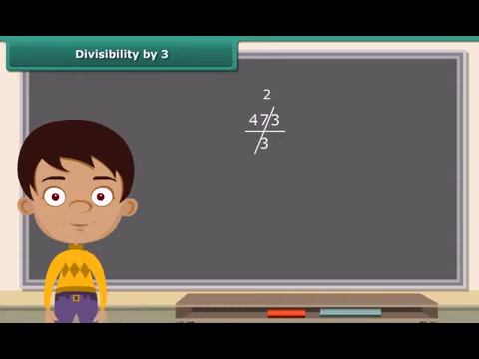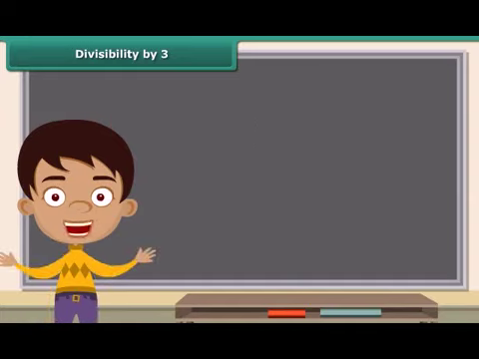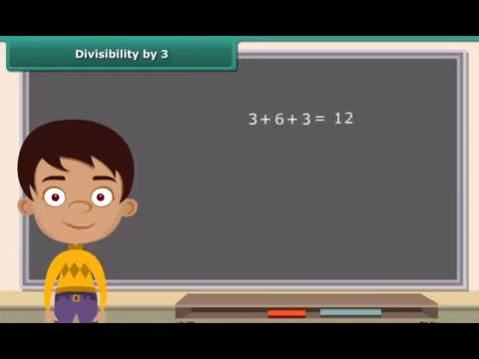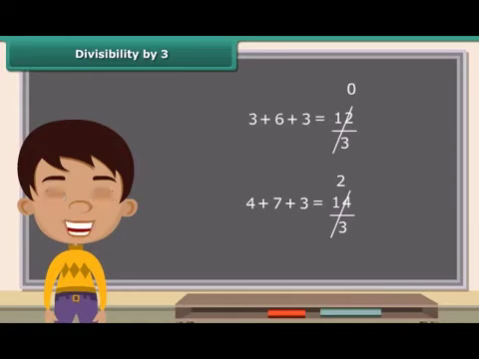Quite clearly, the rules for checking divisibility by 3 are different. To verify whether a number is divisible by 3, add up the digits of the number. For example, to check if 363 is divisible by 3, we add 3, 6 and 3. We get 12, and 12 is divisible by 3. Add the digits of the number 473. The sum is 14. 14 is not divisible by 3. Therefore, we can say that if the sum of the digits of a number is a multiple of 3, then the number is divisible by 3.